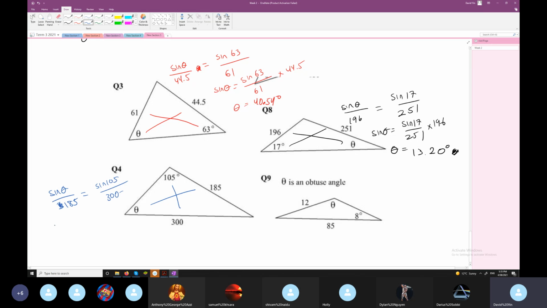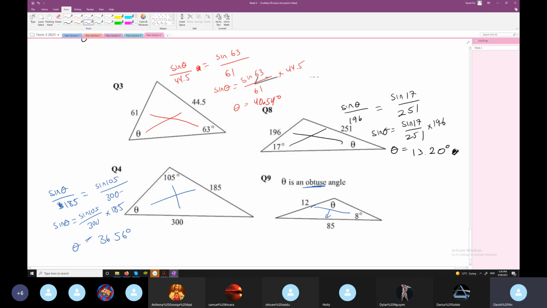Okay, so we'll bring the 185 across. So sine theta equals sine 105 all over 300 times by 185. I'm going to do this in my calculator and then find out what theta is. Sine 105 divided by 300 times by 185. Shift sine. We get 36.56 degrees. This one, theta is an obtuse angle, very important. Theta is an obtuse angle here.